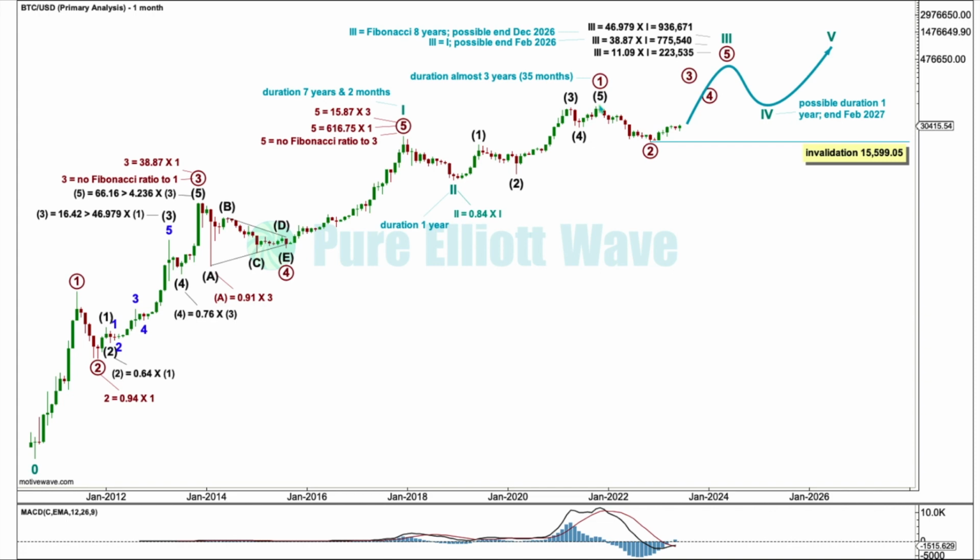It's important to note that what gives Bitcoin's impulses that curved look is that the second waves are more time consuming and the fourth waves are more brief and shallow. So when you see a fourth wave that is more brief than its counterpart second wave, for this market, that is absolutely normal, expected behavior.